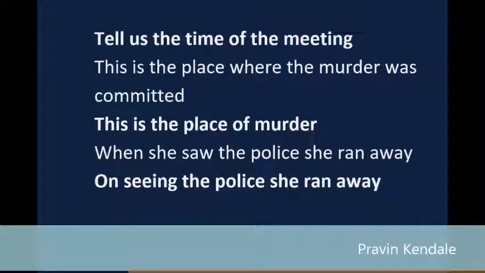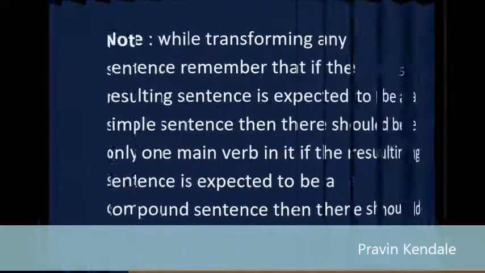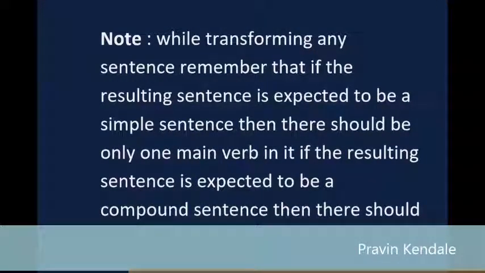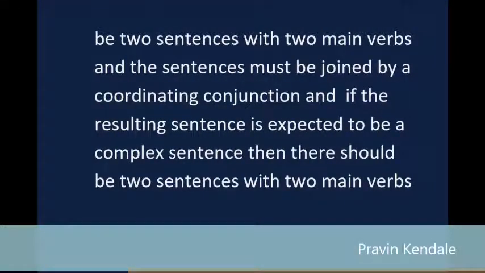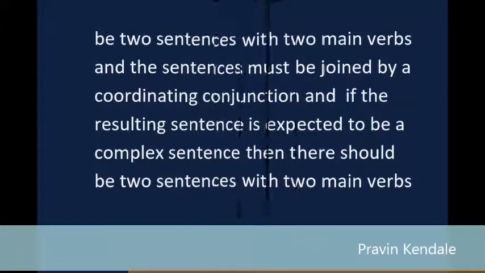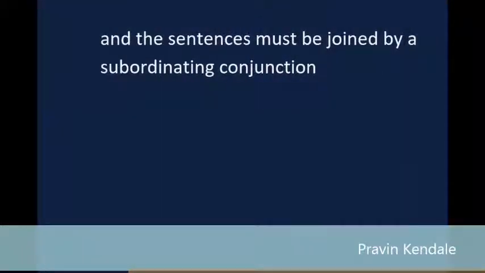Note, while transforming any sentence, remember that if the resulting sentence is expected to be a simple sentence, then there should be only one main verb in it. If the resulting sentence is expected to be a compound sentence, then there should be two sentences with two main verbs and the sentences must be joined by a coordinating conjunction. And if the resulting sentence is expected to be a complex sentence, then there should be two sentences with two main verbs and the sentences must be joined by a subordinating conjunction.